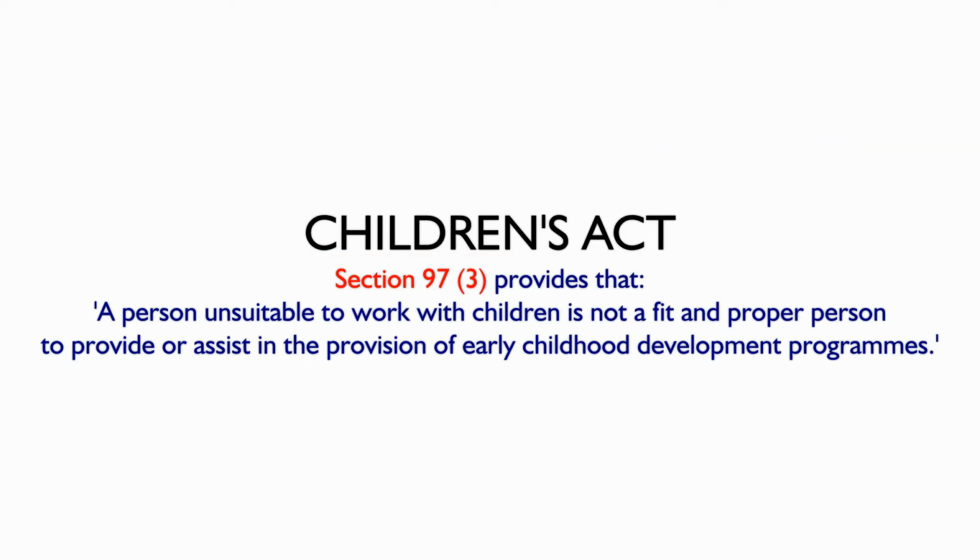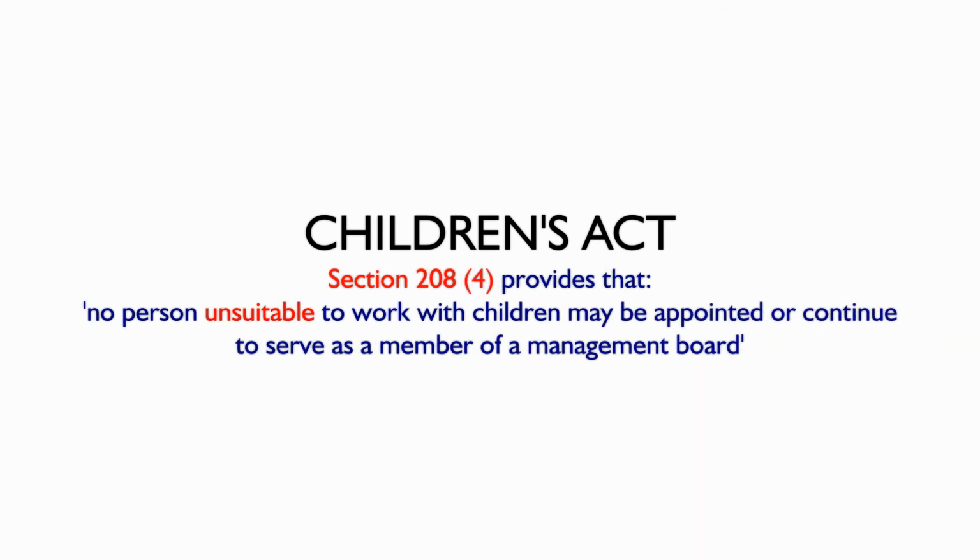Section 97.3 of the Children's Act provides that a person unsuitable to work with children is not a fit and proper person to provide or assist in the provision of early childhood development programs. Section 208.4 provides that no person unsuitable to work with children may be appointed or continue to serve as a member of a management board. So these two laws are very important when you deal with elderly people, or if the organization deals with children. In some cases, organizations may deal with both elderly people and with children.